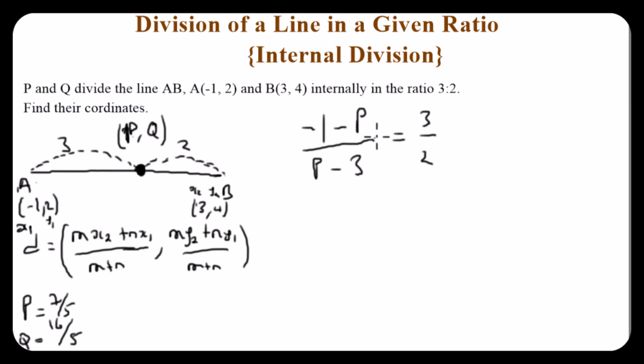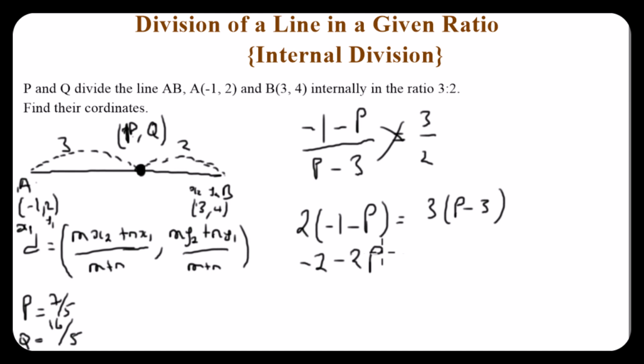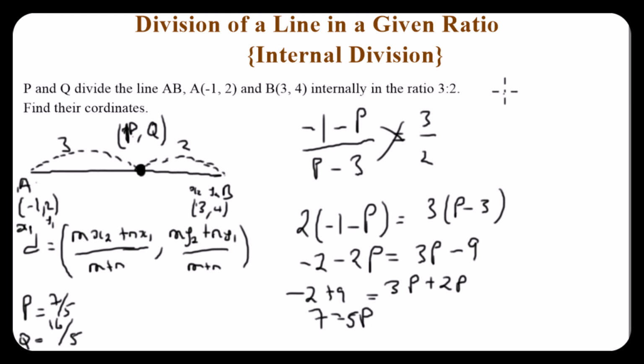Let's quickly cross multiply. Cross multiplying, I have 2 in the bracket of negative 1 minus P, and 3 in the bracket of P minus 3. So this is negative 2 minus 2P, equal to 3P, and 3 times negative 3, so we have negative 9. Combine like terms. 9 goes to the other side, it becomes positive 9, so I have minus 2 plus 9. Minus 2P comes to the other side, becomes 3P plus 2P. This is 7, this is 5P, and P finally is equal to 7 over 5.